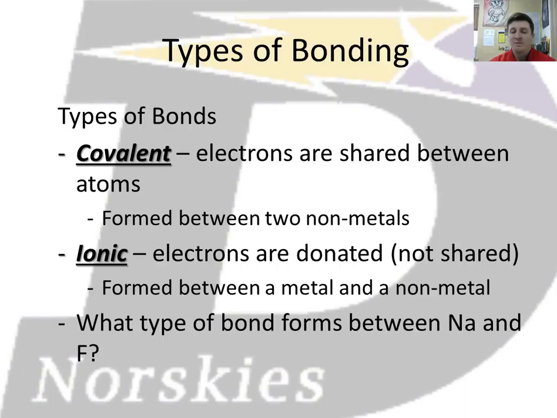So what type of bond forms between sodium and fluorine? Well, sodium is a soft, reactive metal, and fluorine is a gas. And when they bond, one is a metal, one is a non-metal, so that is going to be an ionic compound. So you're going to have to be able to distinguish between metal and non-metal, and determine if it's a covalent or ionic bond just based off of that information.